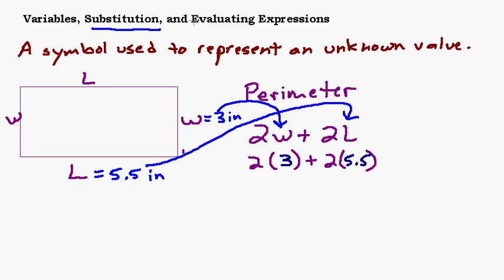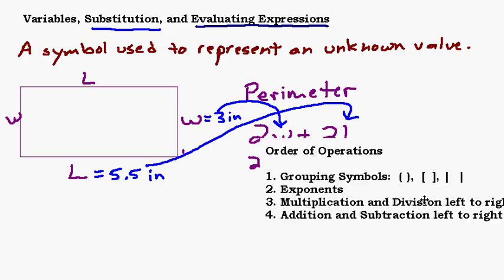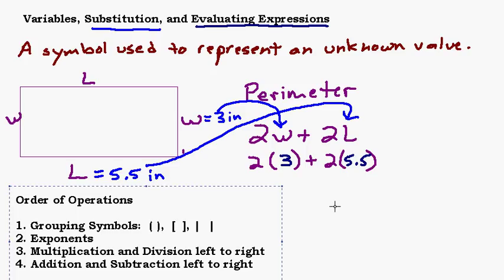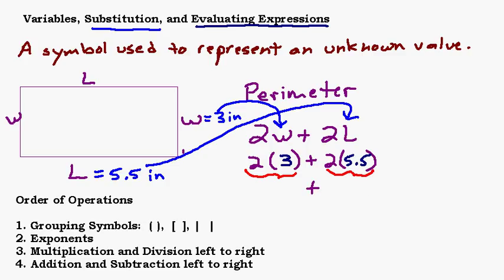So now we're to the evaluating expression phase, where we need to evaluate the value of this expression. And I'm going to go ahead and bring this in as a little reminder here, order of operations. Because in this problem we've got multiplication and addition, and we have to remember that we have to do the multiplication and division before any addition and subtraction. In this problem then, we're going to want to do the 2 times the 3 and the 2 times the 5.5 first and get those answers, and then add whatever we got for those 2 answers.